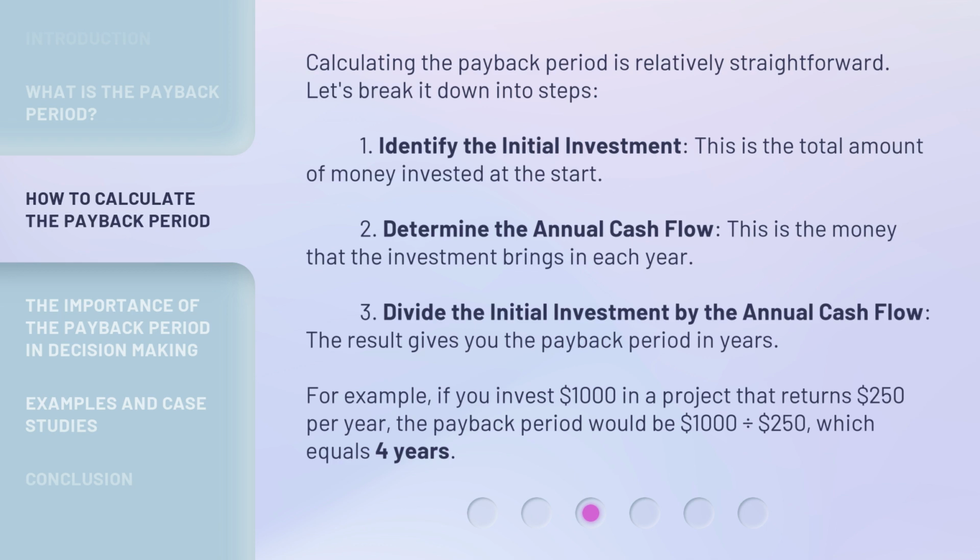For example, if you invest $1,000 in a project that returns $250 per year, the payback period would be $1,000 divided by $250, which equals 4 years.